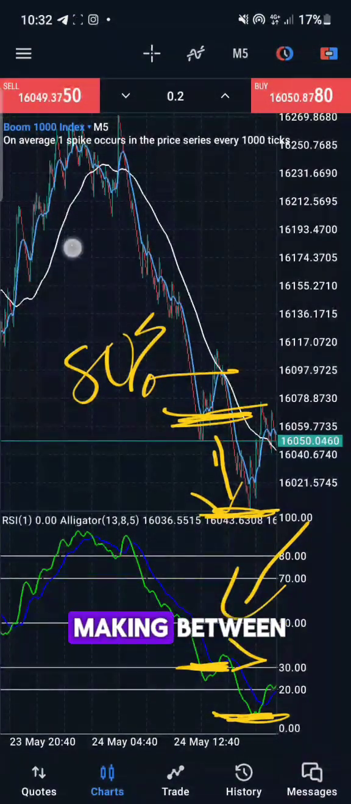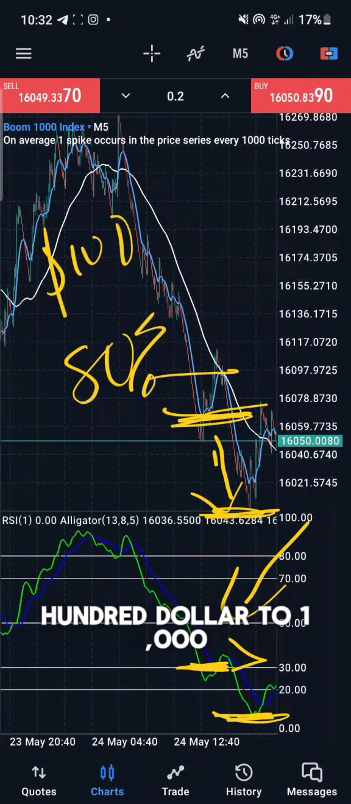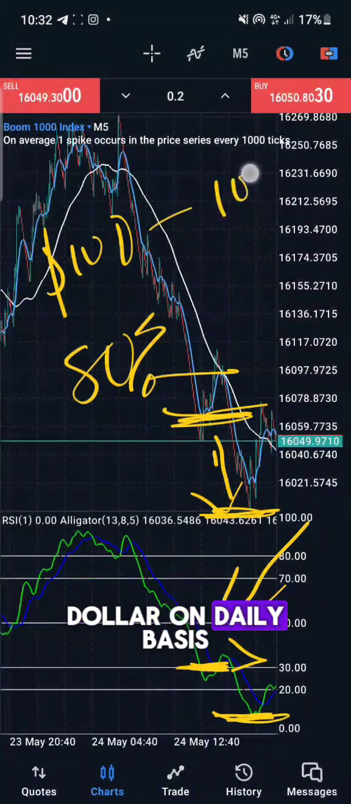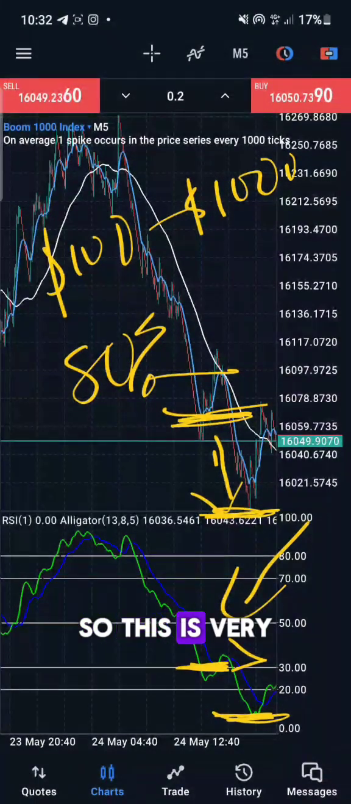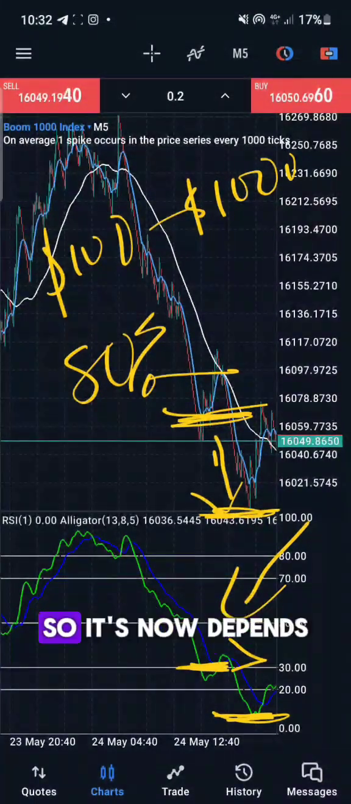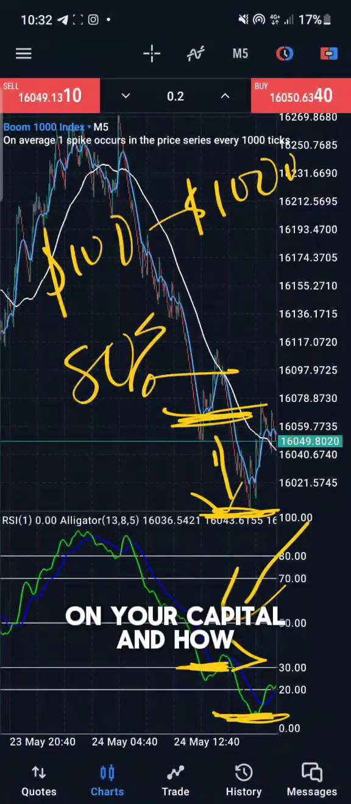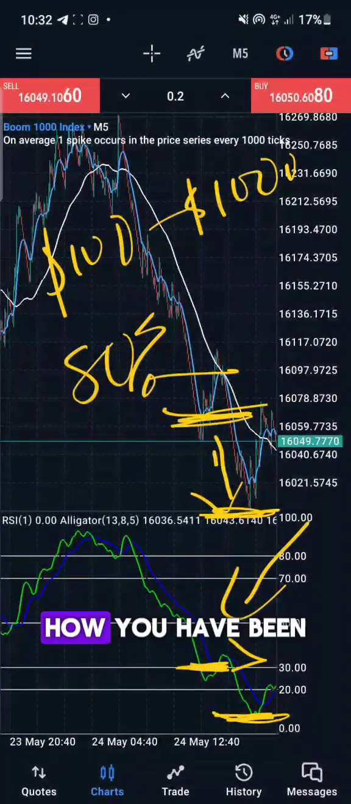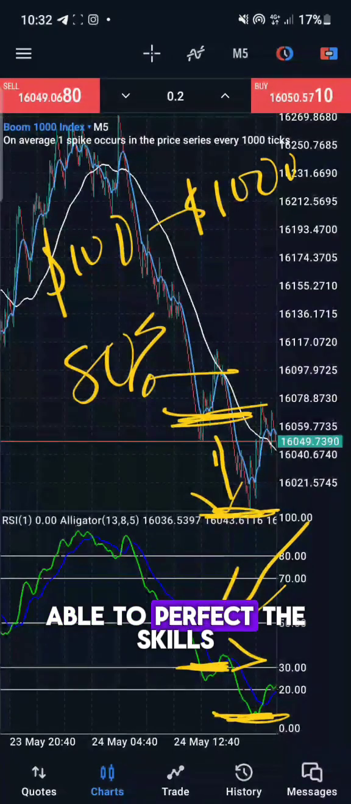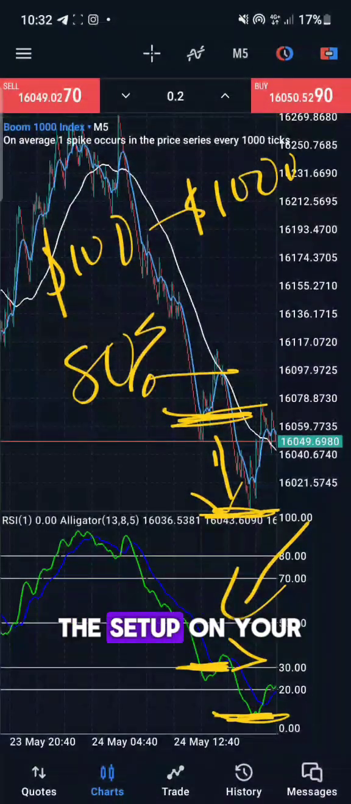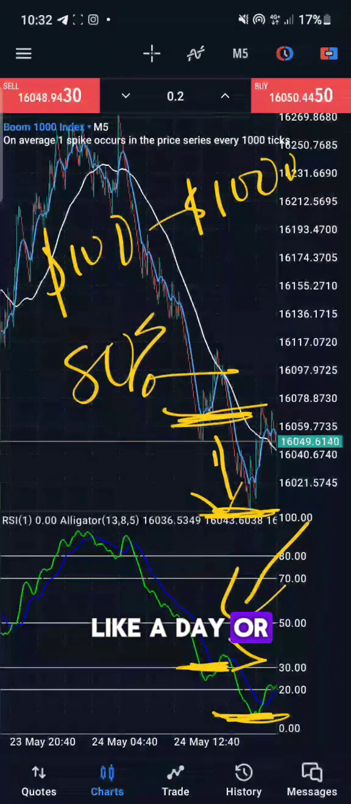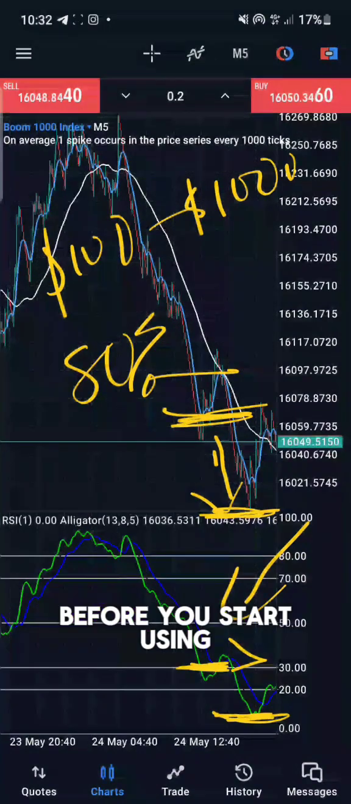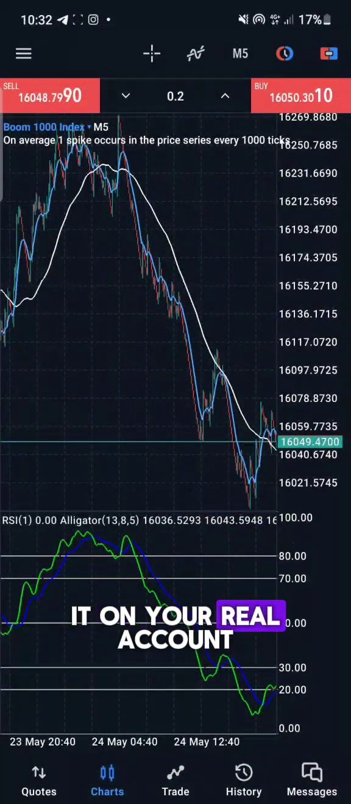You can be making between $100 to $1,000 on a daily basis, depending on your capital base. This is very, very important. It depends on your capital and how you have been able to perfect this skill. You can try the setup on your demo account for a day or two and see how it works, how profitable it is, before you start using it on your real account.